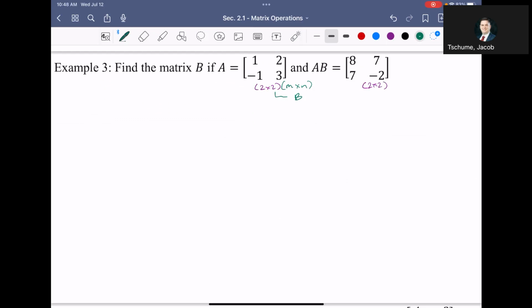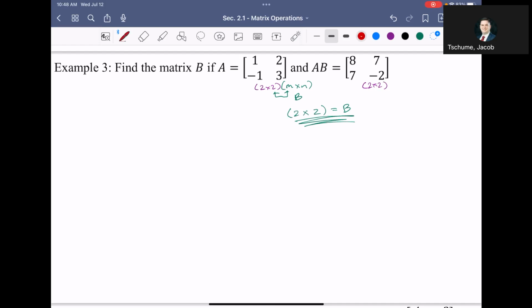Well, as we talked about, we know that the inside numbers need to match. So I at least know that the first dimension, the number of rows, is going to be 2. And then if those match, the outside number should give you the dimensions of A times B. So for the outside number to give you a 2 by 2, your n has to also be 2. So I know that B is going to be a 2 by 2 matrix.